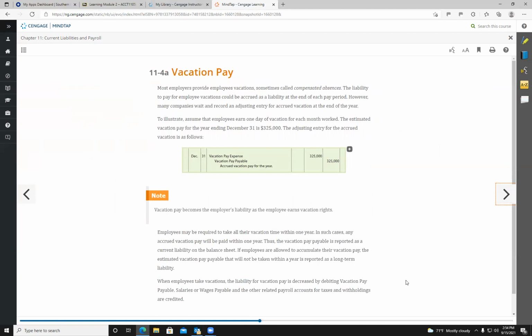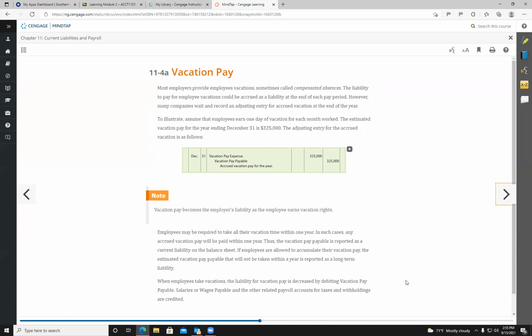So let's start talking about vacation. Most employers provide employees vacations, sometimes called compensated absences. So, you know, you work so many weeks, and you earn up to 20 to 40 hours of paid vacation. So you can take a whole week off and you're still paid for that time off. So it's a paid vacation.